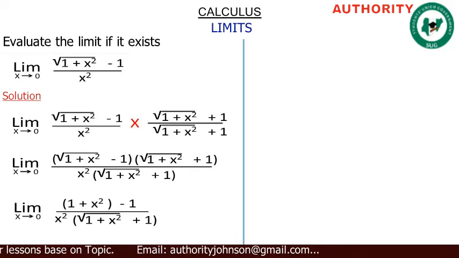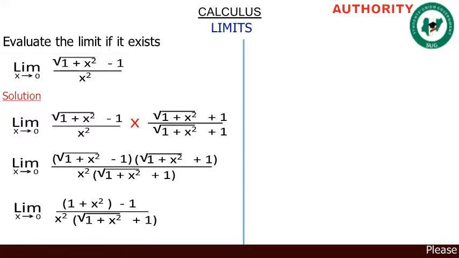I don't think you get it. If you don't, please watch our tutorial on conjugate operation so you understand better. So we're going to have 1 plus x squared in brackets minus 1, all over x squared, open bracket, square root of 1 plus x squared plus 1.